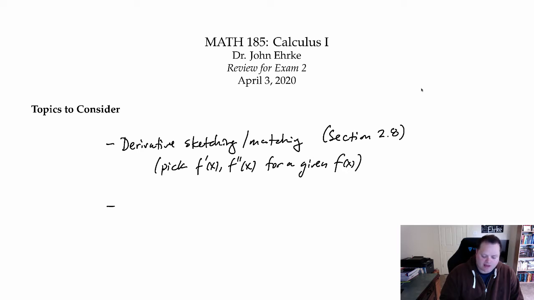Another thing that you may have forgotten is interpreting the derivative.